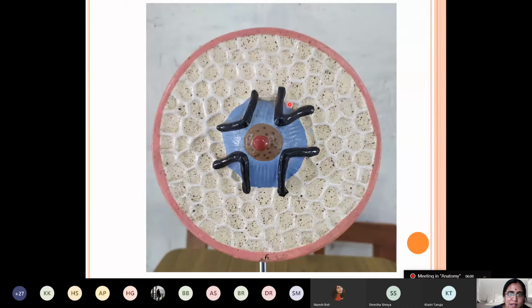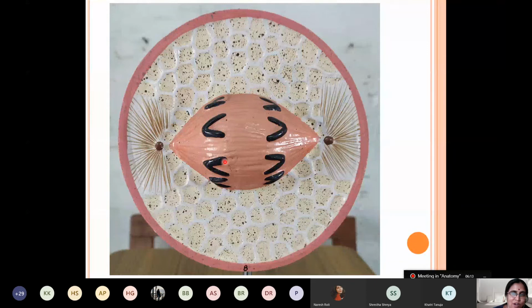Then here you can see this is further condensation of the chromosome. So this is also part of the prophase. This is also the picture model of the prophase. And now this is the model of which part of the mitotic cell division? What is this? Anaphase.